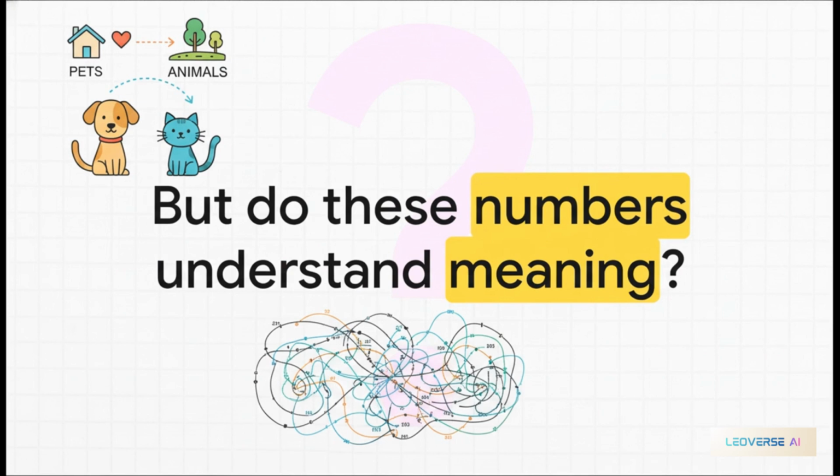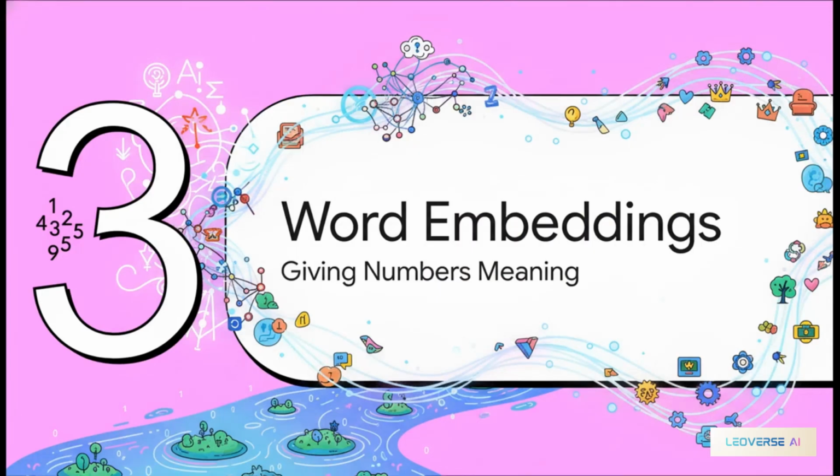But this brings up a huge question. The number for dog, say 452, and the number for cat, say 817, they're just random labels. They don't tell the model that dogs and cats are both animals, that they're both pets, or anything about their relationship. These numbers have zero built-in meaning. So how do we fix that? And that leads us to the second, and frankly, much more magical step: word embeddings.